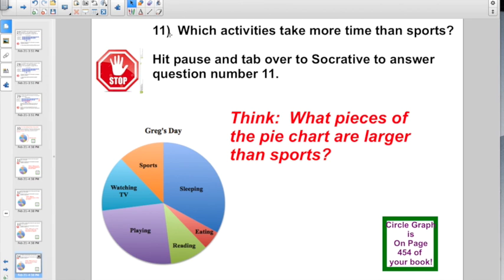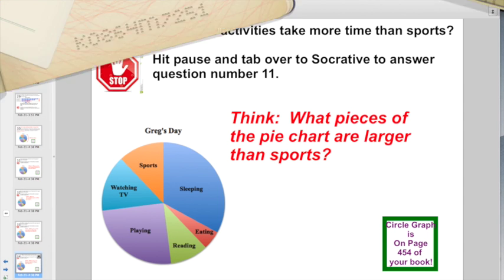All right, one more here on the pie charts. Question number 11 says, which activities, so there's going to be more than one, take more time than sports? So you got to think, which pieces of the pie chart are larger than sports? If this is sports, which ones are bigger? Hit pause, tab over to Socrative to answer question number 11.